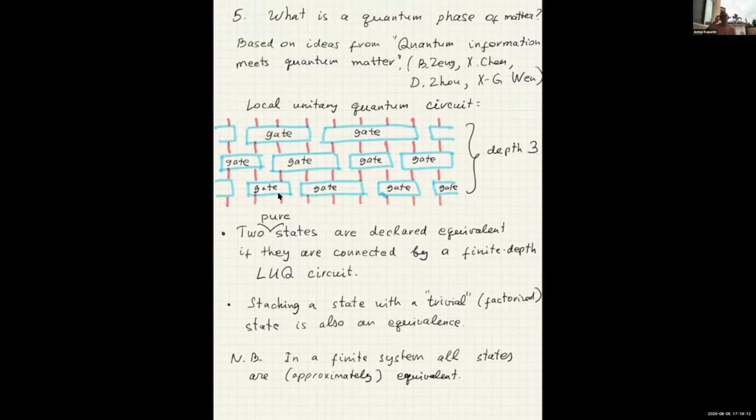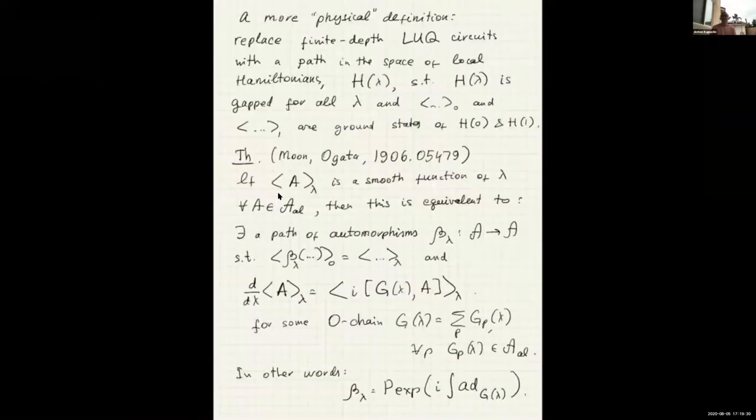So that's how one often talks about phases in the language of states: equivalence classes under such circuits and under stacking. Now, this definition is not very physical. It's more quantum information theoretic and also very difficult to connect with the physics. So here's another one, which is similar.